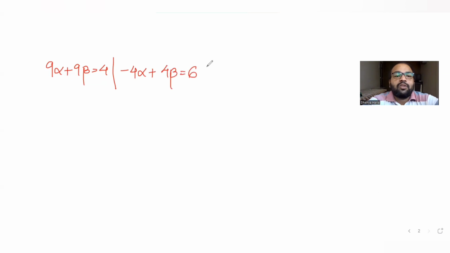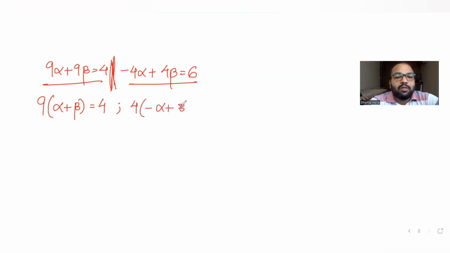So now, if I solve these two equations, I can get the values of alpha and beta. So let's try to solve the two equations now. 9 alpha plus 9 beta, I can write as 9 times alpha plus beta is equal to 4, right? And the second expression, if I take 4 common, I get minus alpha plus beta is equal to 6 by 4. So now I get here alpha plus beta is 4 by 9, and here I have minus alpha plus beta is 6 by 4.